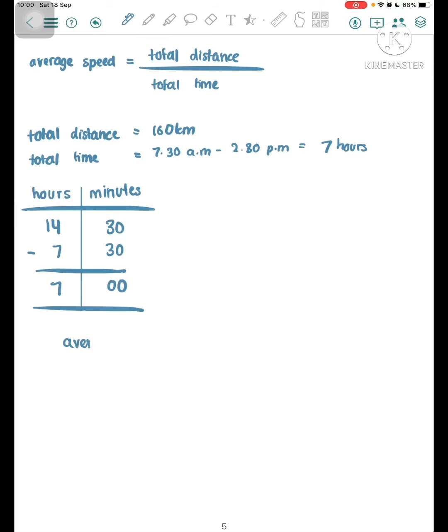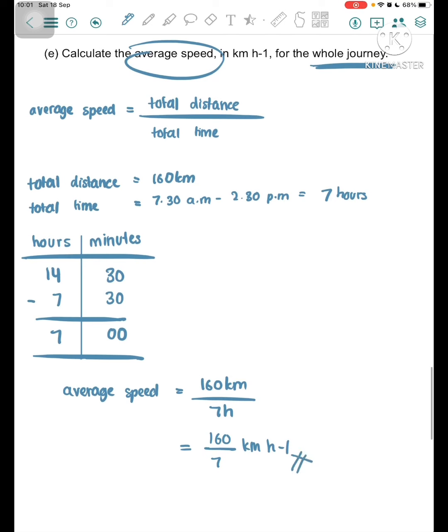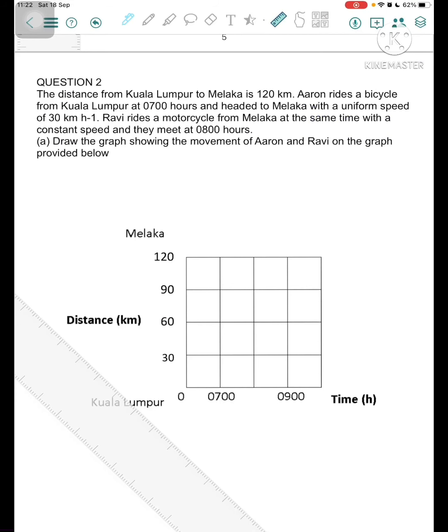So the average speed is 160 km over 7 hours is equals to 160 over 7 km h -1, and this is the average speed for the whole journey.